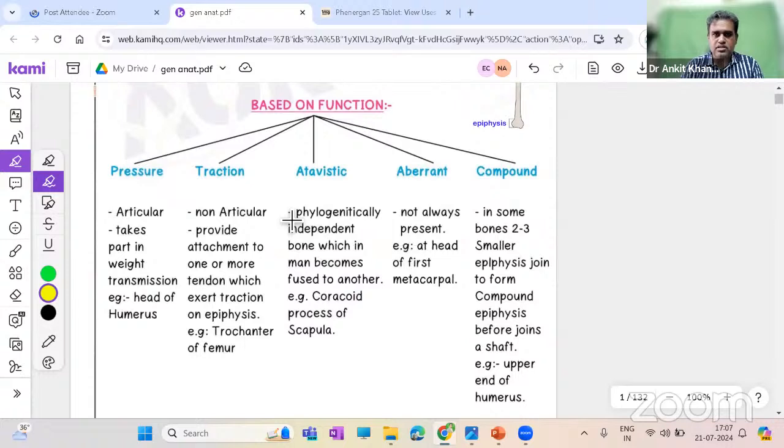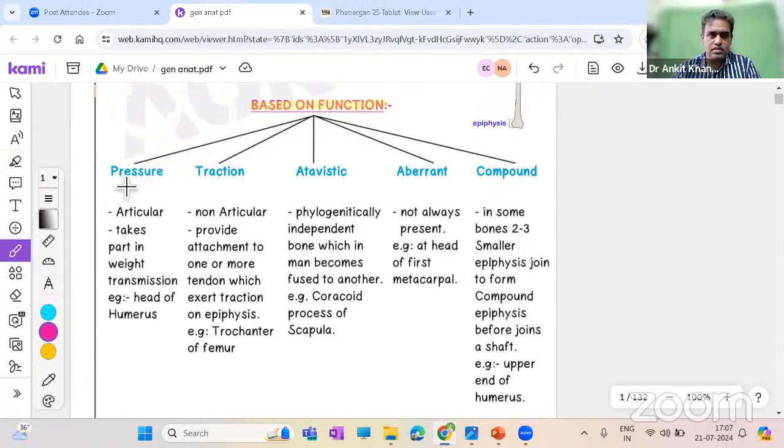The other main classification of epiphysis is right over here. That is based on function. This is quite commonly asked. We have pressure epiphysis, traction epiphysis, atavistic, which is phylogenetically independent, and aberrant, not always present. And compound, we already saw, when multiple epiphyses unite, they fuse to form a single epiphysis. So these are the new terms, easy to understand.